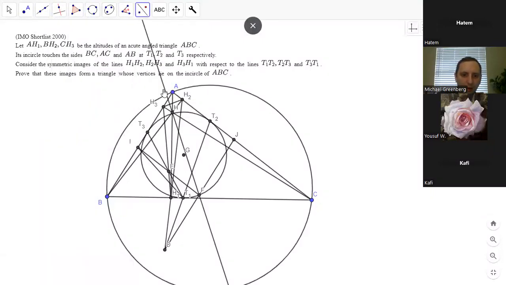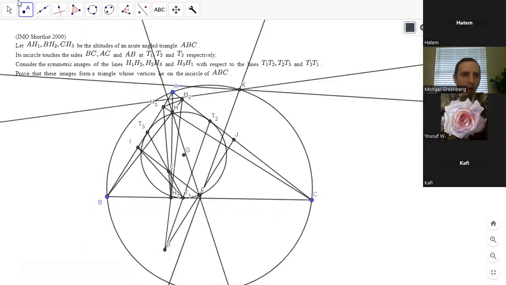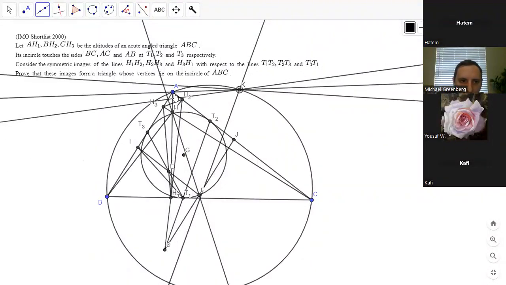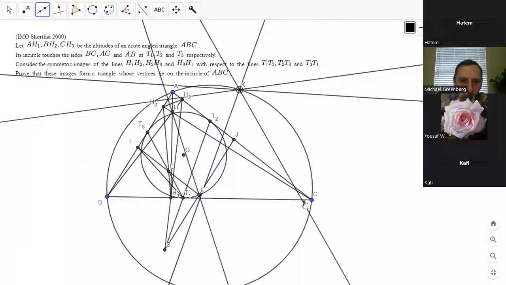So if I reflect, so those are the three reflections. Is there anything special about this point right here? And maybe there isn't, but I was just curious. I don't think so.